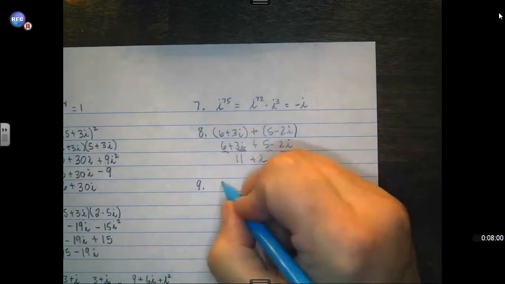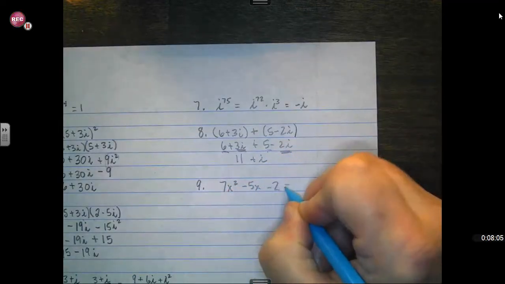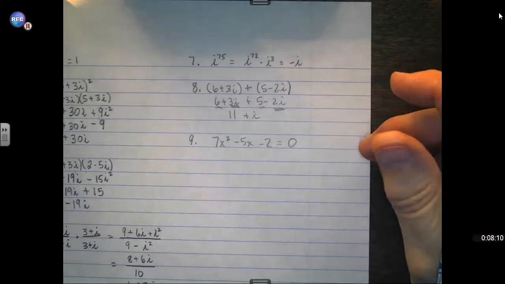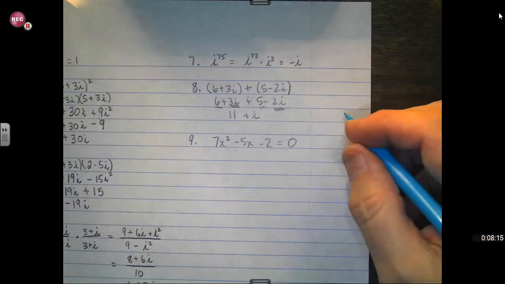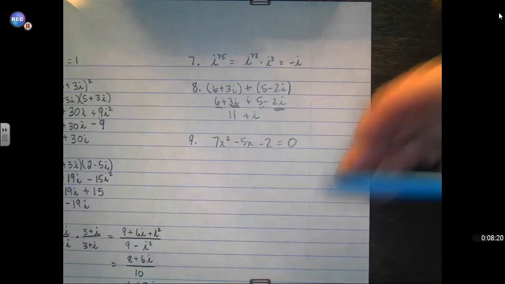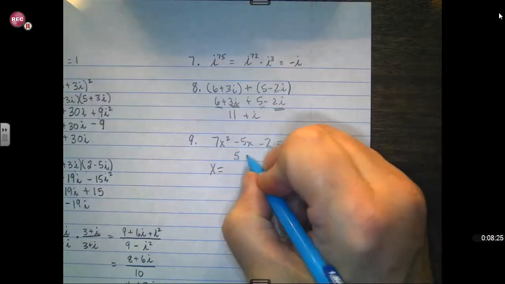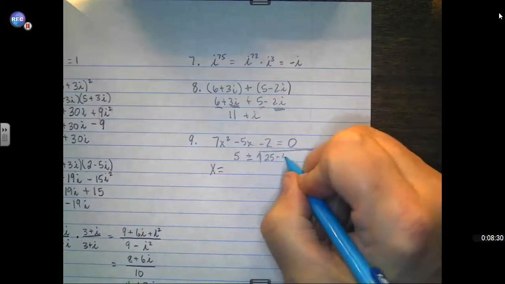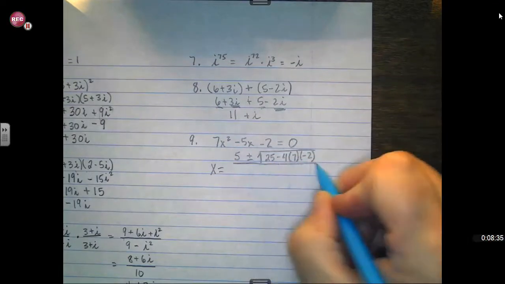For 9, 7x squared minus 5x minus 2. Use the quadratic formula. I think that would factor, but I know a lot of you have been using the quadratic formula instead of trying to factor, which is fine. So I'm gonna do it that way. So x equals the opposite of b plus or minus the square root of b squared minus 4 times 7 times negative 2, all over 14.